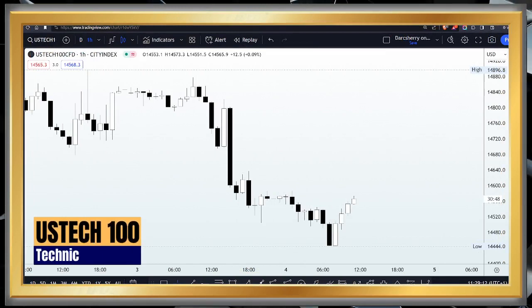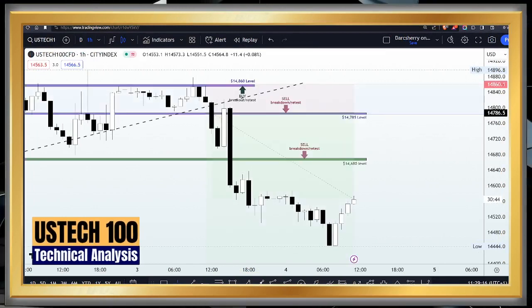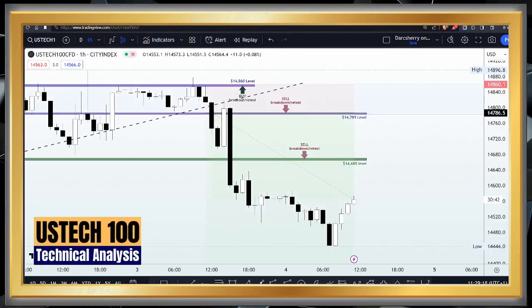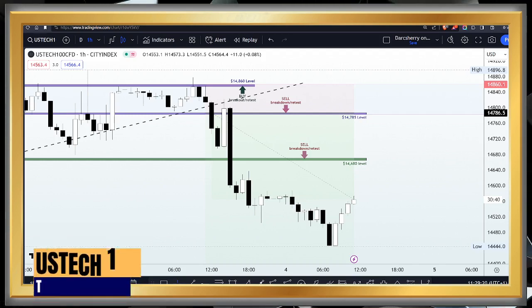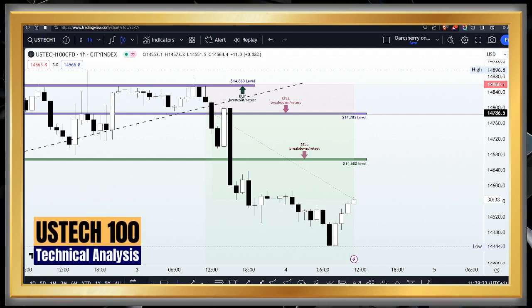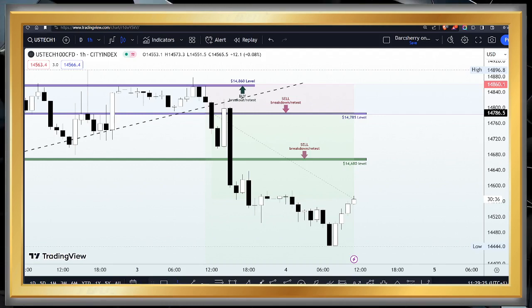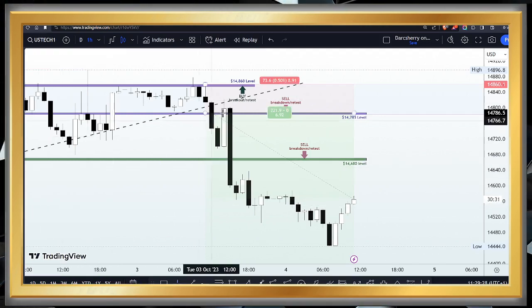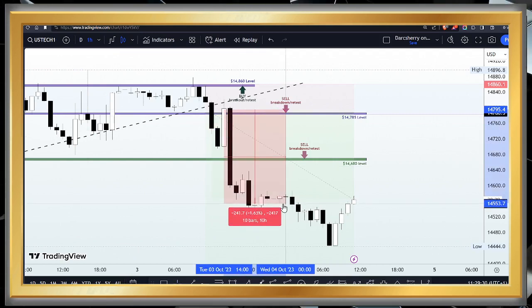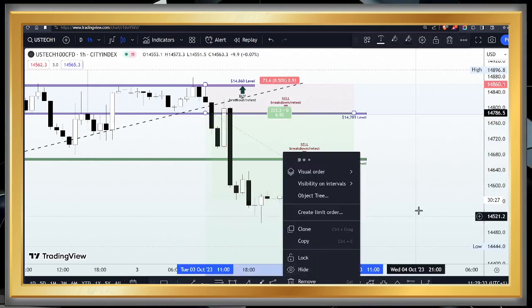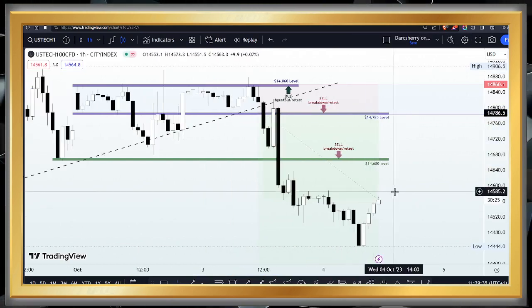So the next asset on our watch list is the USTech100, popularly known as the NASDAQ. Now on this pair, we have been selling in the last 24 hours, and price action has moved pretty well, as currently if you still have a sell position running at this point in time, you should be having over 240 pips in profit at this point.